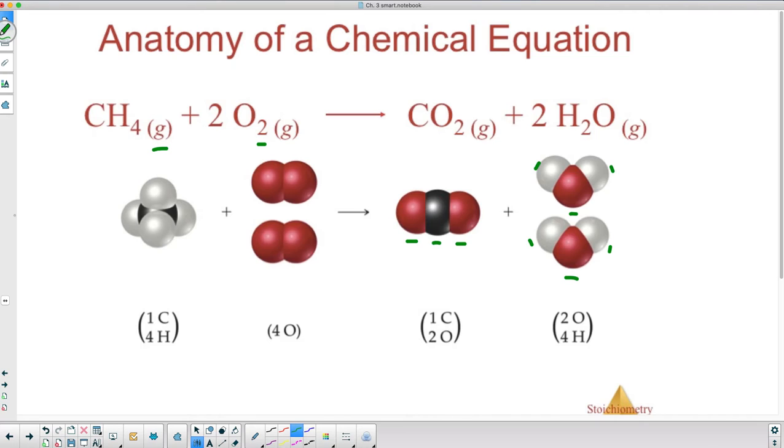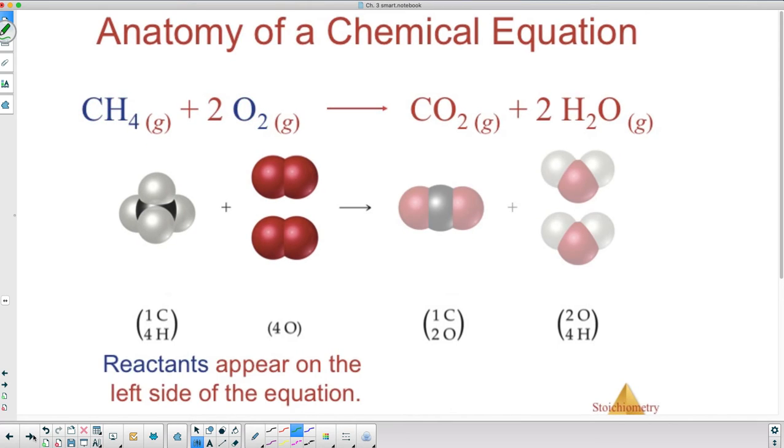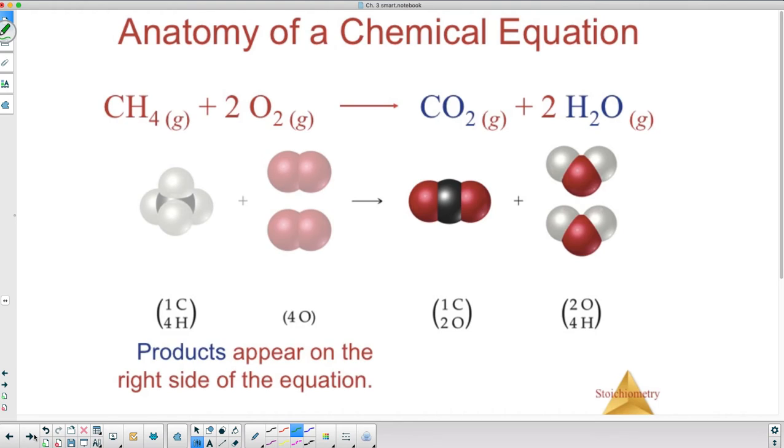What you start with must be there at the end. So you cannot create or destroy. You can rearrange, but you can't create or destroy. Let's keep going. Take a look at the two that are on the left-hand side of the arrow. These are the reactants. They appear on the left-hand side of the equation. The products appear on the right-hand side. So that would be the carbon dioxide and the 2 water molecules.